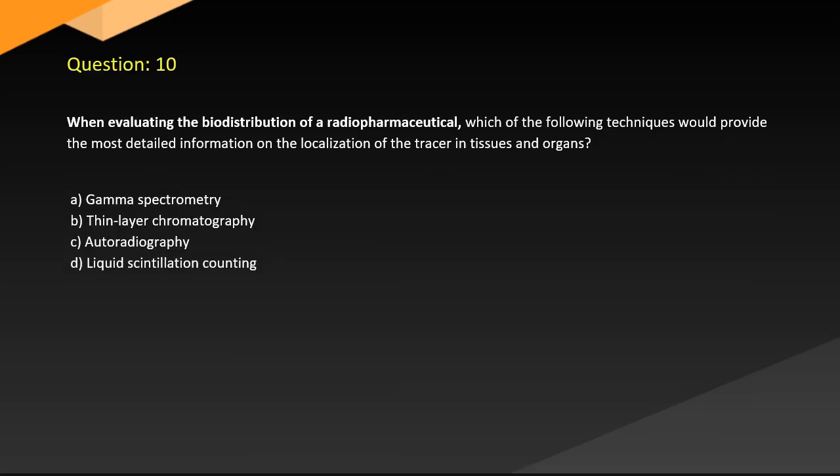Question 10. When evaluating the biodistribution of a radiopharmaceutical, which of the following techniques would provide the most detailed information on the localization of the tracer in tissues and organs? A. Gamma spectrometry. B. Thin-layer chromatography. C. Autoradiography. D. Liquid scintillation counting.